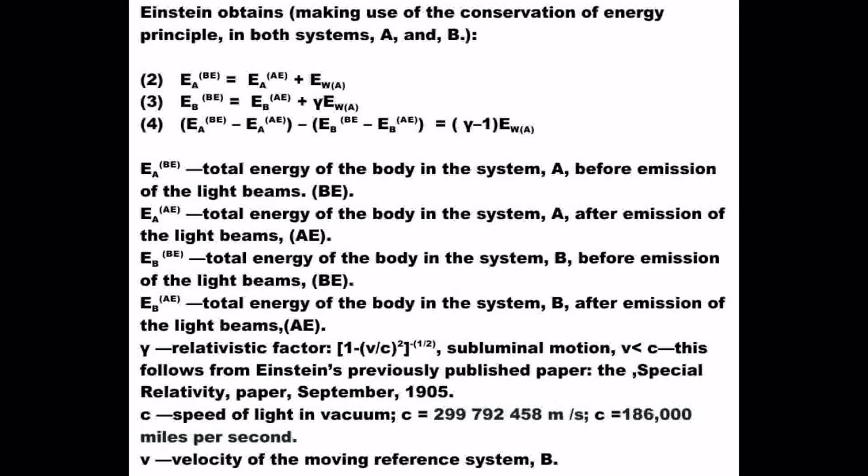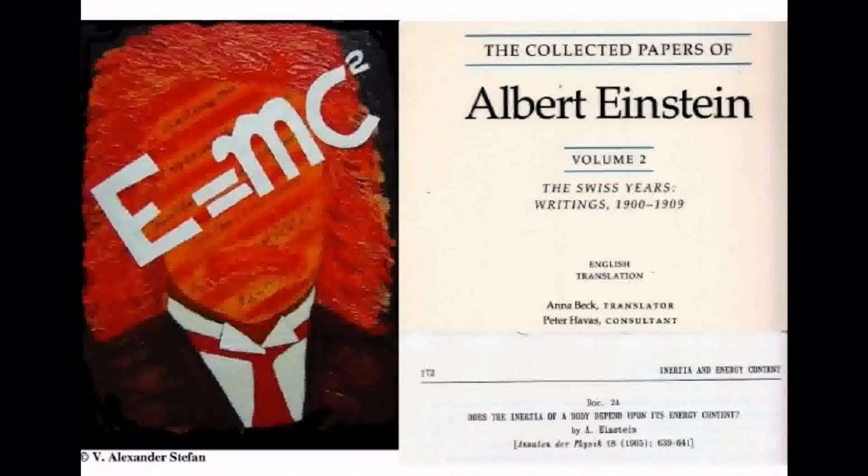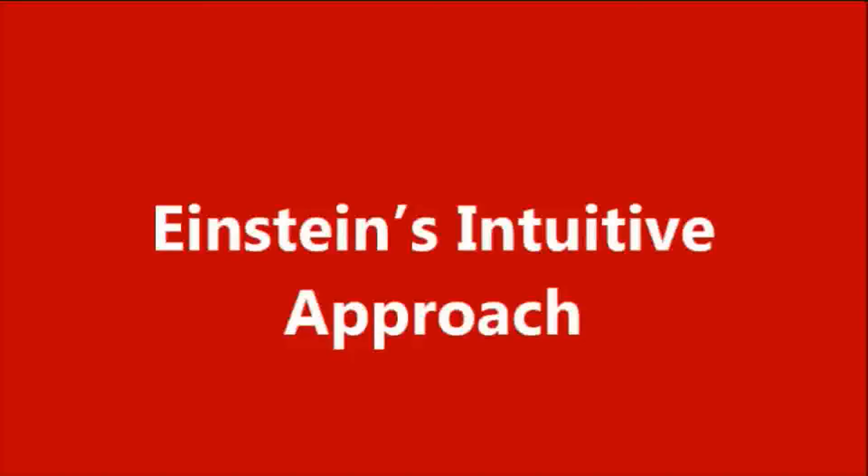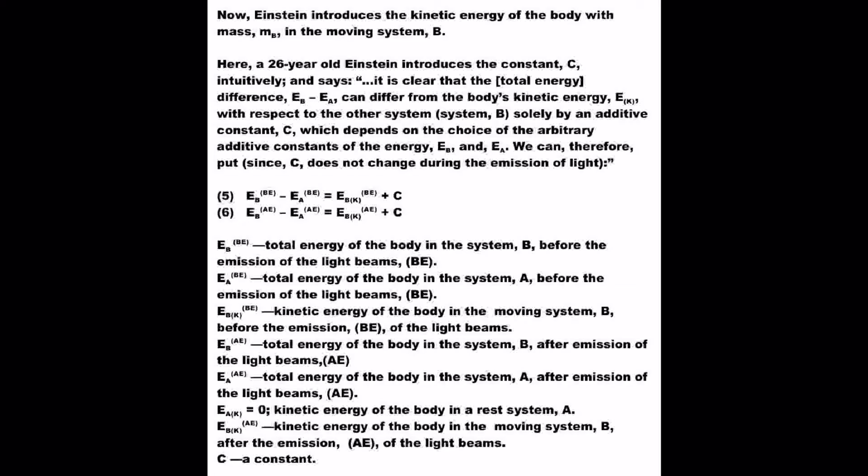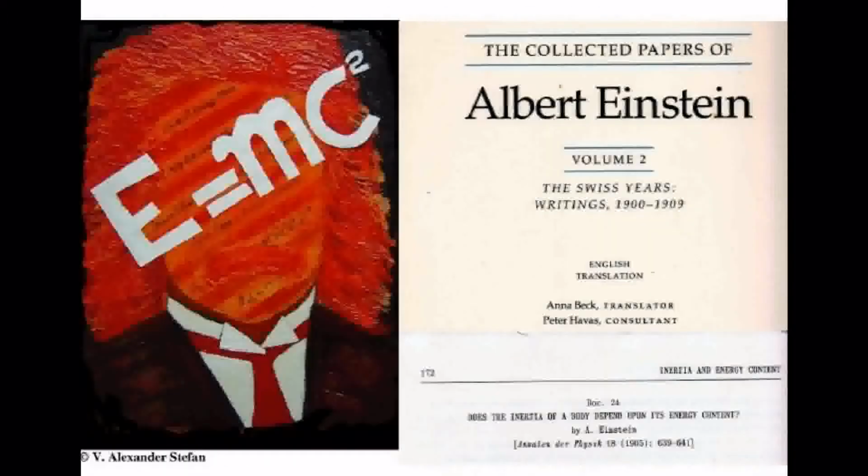Einstein obtains, making use of the conservation of energy principle in both systems A and B, Einstein's intuitive approach. Now, Einstein introduces the kinetic energy of the body with mass mb in the moving system B.